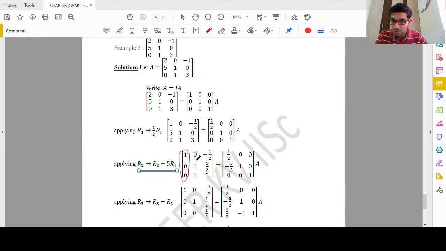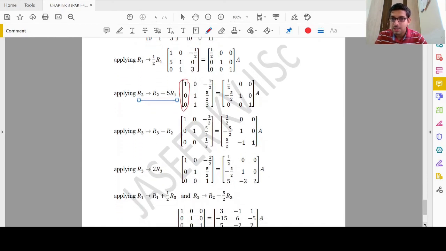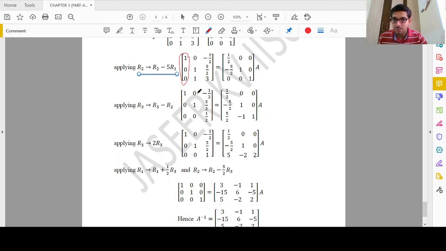We already got a part of the identity. So 0 and 1 we already got here. We need to change only this 1, which is in the third row. So the change is R3 changes to R3 minus R2. Now we got 1, 0, 0 and 0, 1, 0 here. Now we need to look at the third column, where you see the 1 by 2. So you have to multiply it with 2, R3 changes to 2 R3. So you get 1 here.